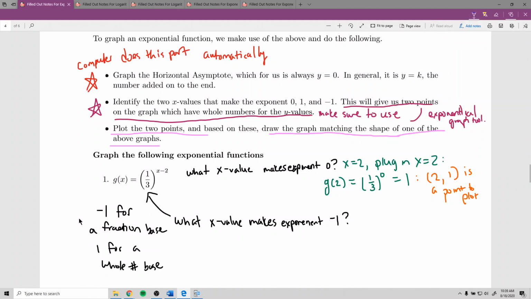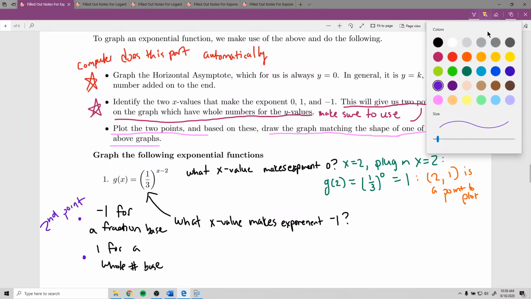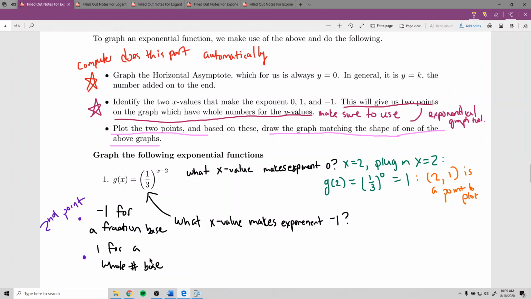Okay, so the way you pick the second one, you always want to pick the x value that makes the exponent 0, no matter what. For the second point, you want the x value that makes the exponent negative 1 if you have a fraction inside, and 1 if you have a whole number inside. Right. And for us here, we want negative 1 because we got a fraction.